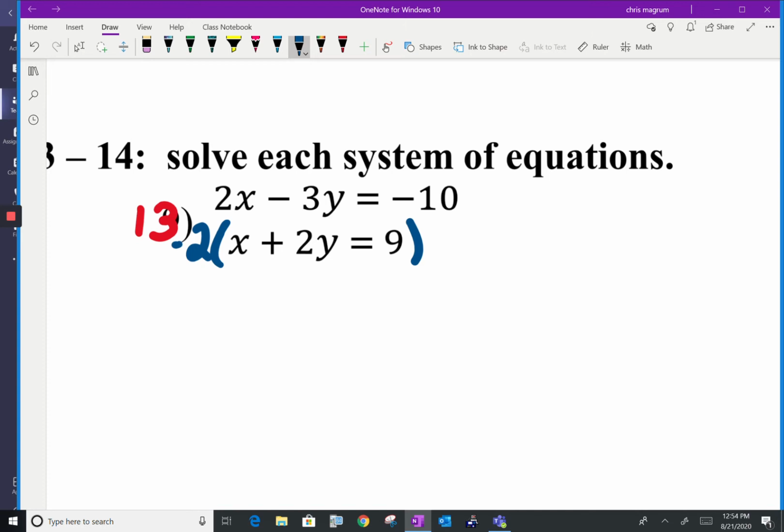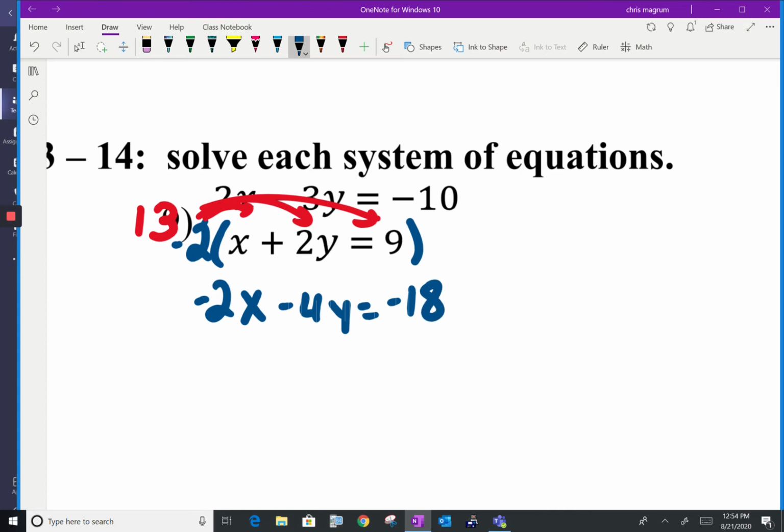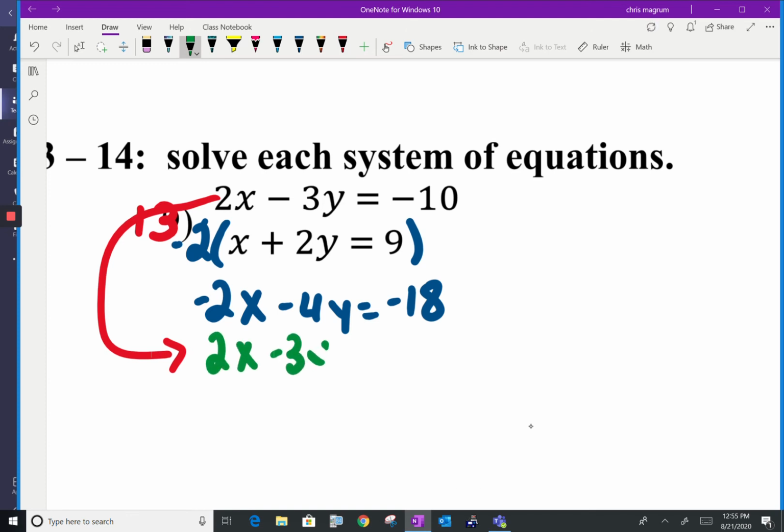Alright, so we're going to distribute our negative 2. We have negative 2 times x, negative 2x. Negative 2 times, let me go ahead and show my distributing here. Negative 2 times 2y, then we'd have negative 4y. And negative 2 times 9, negative 18. From there, we're going to take that first equation that we had up here and go ahead and bring it down with this one. So we have 2x minus 3y equals negative 2.